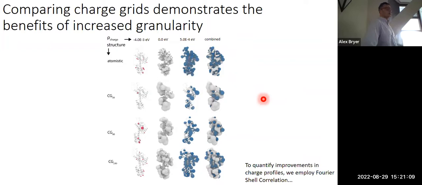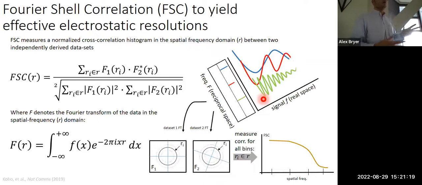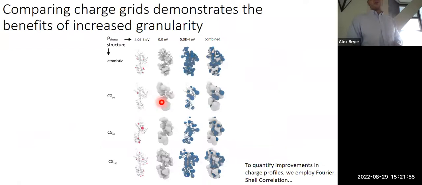So to quantify this, we use a spatial correlation analysis known as Fourier shell correlation, which maybe some of you are familiar with. FSC measures a cross-correlation histogram in a reciprocal domain, so it's 1/angstrom spatial frequency, between two independently derived data sets. So in short, what that really means is you have some complex signal in real space. We decompose it into constituent frequencies in reciprocal space. And FSC, shown here, is really just measuring that cross-correlation histogram. And it tells you how well your models agree spatially. And in this case, we're comparing these charge densities. So we're comparing each of these to the atomistic reference.